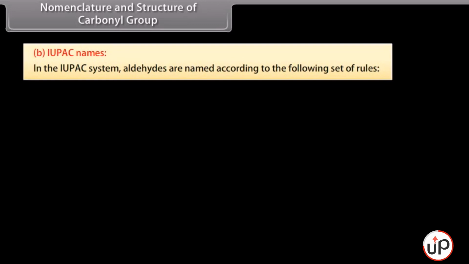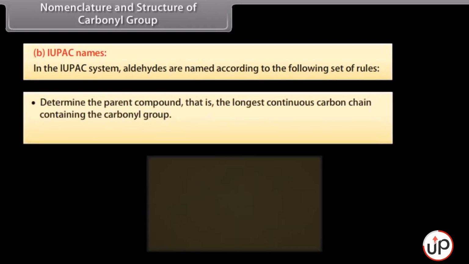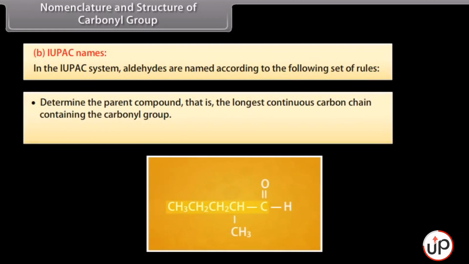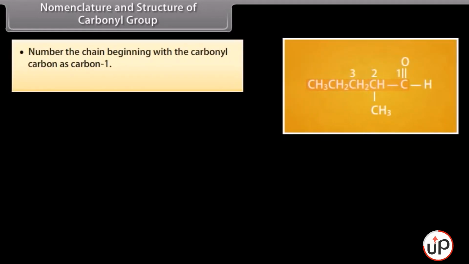Nomenclature and structure of carbonyl group. IUPAC names. In the IUPAC system, aldehydes are named according to the following set of rules. Determine the parent compound, that is, the longest continuous carbon chain containing the carbonyl group. Replace the final E of the parent alkane with AL. Number the chain beginning with the carbonyl carbon as carbon 1. Number and name all substituents.